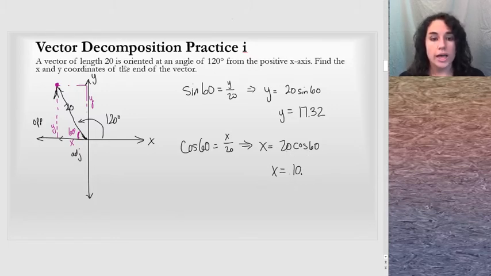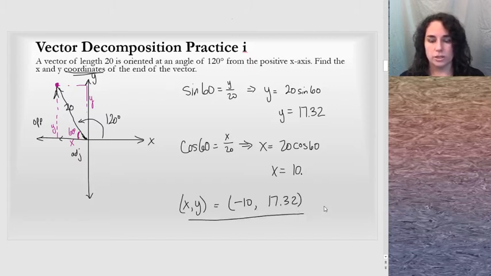So when I look at it, it says find the x and y coordinates. When I think about the coordinate, the ordered pair that comprises the end of this vector, this pink dot there, I'm going to have negative 10 in the x direction and 17.32 in the positive y direction. And that will be the coordinates of the end of that vector. I've decomposed it into its x coordinate and its y coordinate separately.